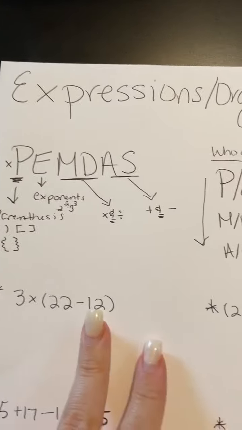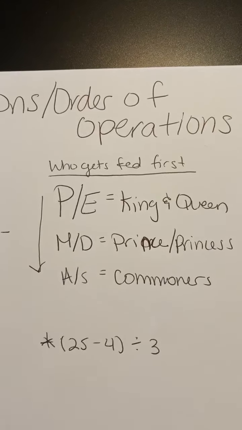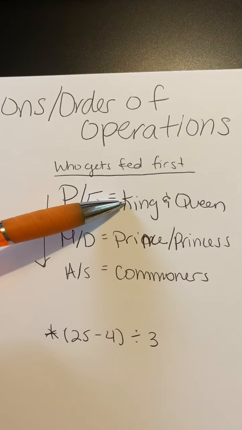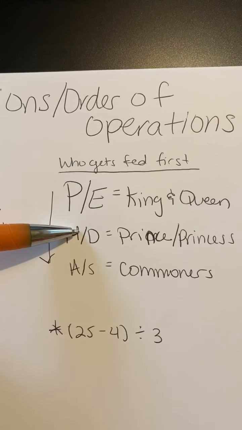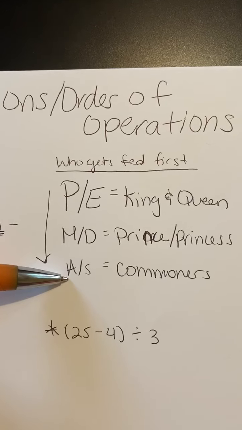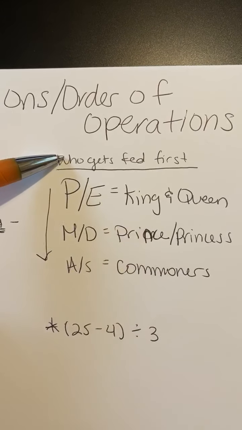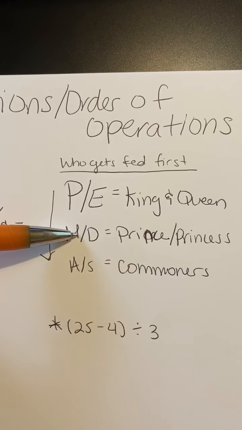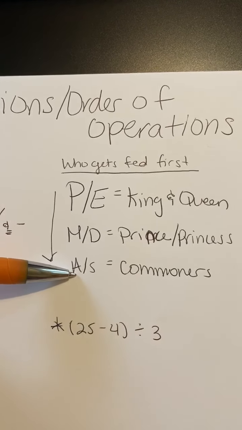So how I always teach it is, think about who would eat first. Your parentheses and your exponents are the king and the queen. Multiplication and division are your prince and your princess. And adding and subtracting are the commoners, the peasants. So who gets fed first? The king and queen got to eat before anybody else. Then it goes to the prince and princess, and then the commoners get the food.